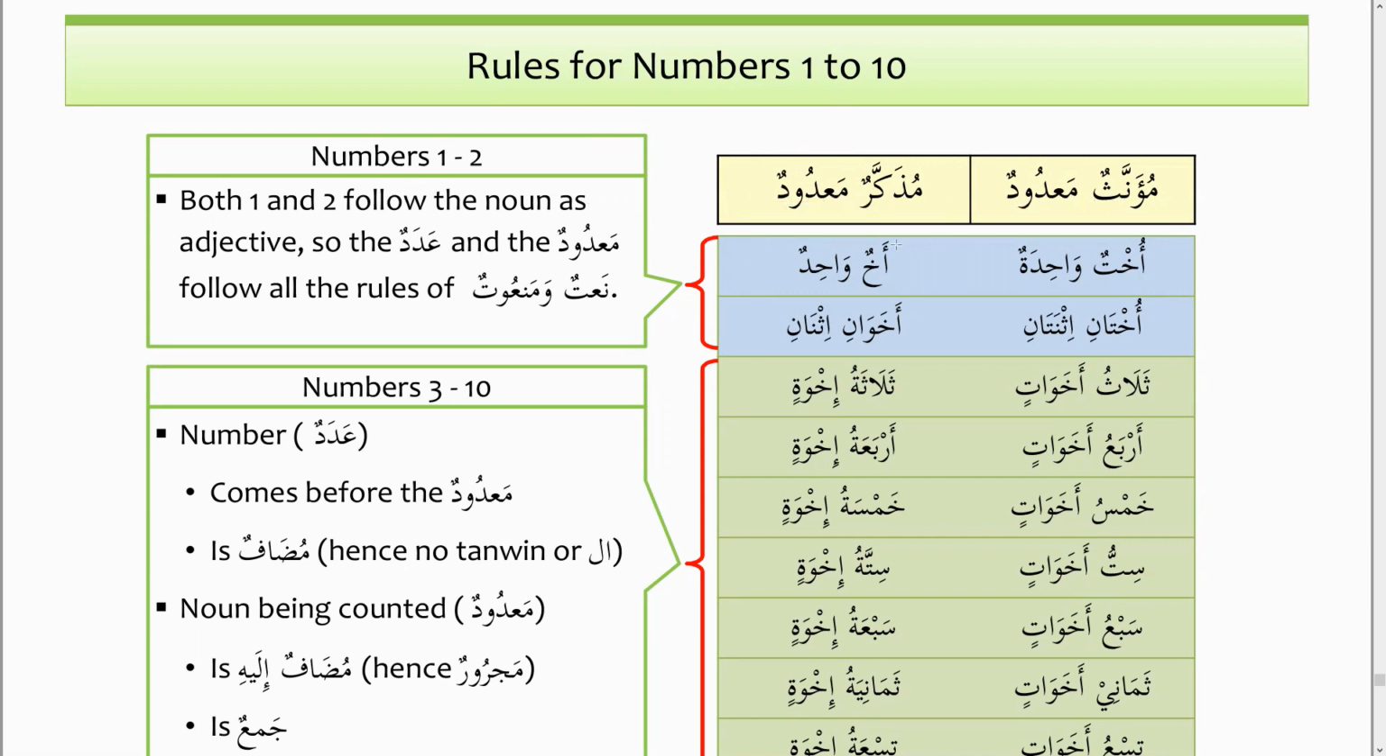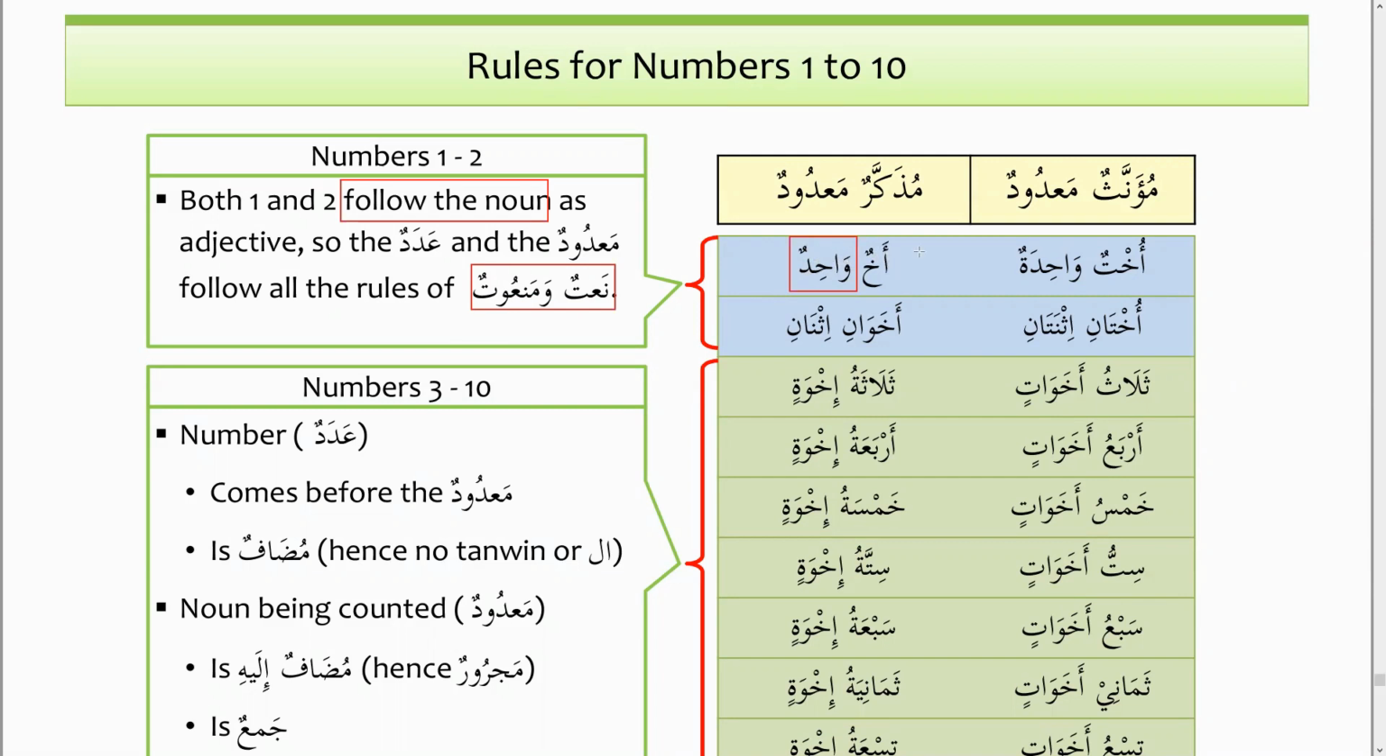So what happens is that both 1 and 2 follow the noun. We should always remember they don't come before; they follow. While 3 to 10 come before. Thalathatu ikhwatin. The adad and ma'dud follow all the rules of na'at and man'ut, so they should match in four things: the gender, masculine and feminine, everything matches.